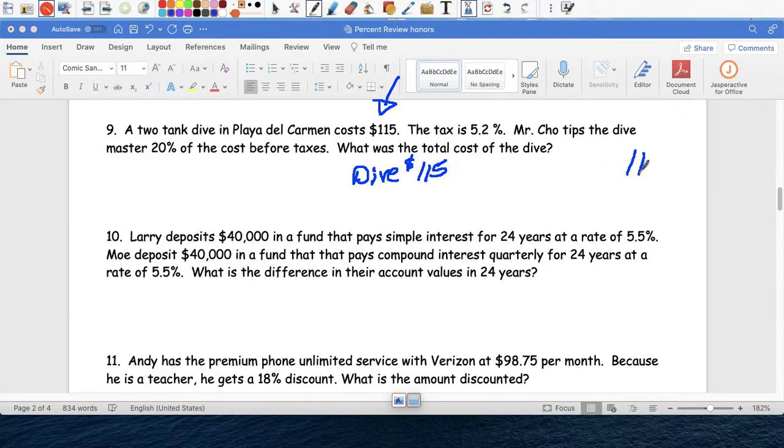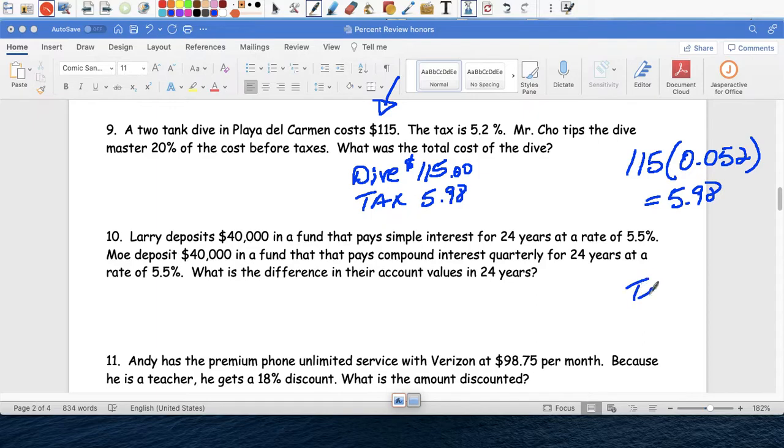So let's calculate the tax. 115 times 0.052, right? So 115 times 0.052 equals $5.98. So just in taxes, I pay $5.98.